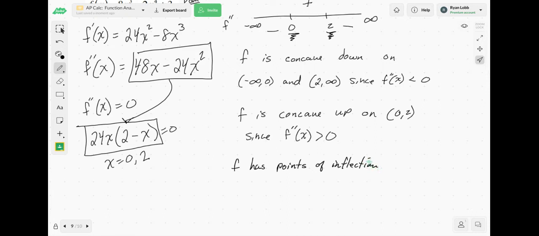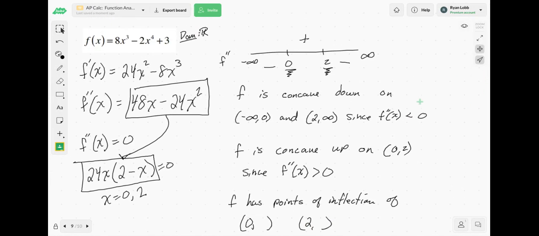Now, sometimes it might be what is the actual point of inflection, or just the x coordinates of the points of inflection. If it's just the x coordinates, then it's just at x equals 0 and x equals 2. If it's the actual points of inflection, f has points of inflection of 0 and then plug into f, 2, plug into function f.